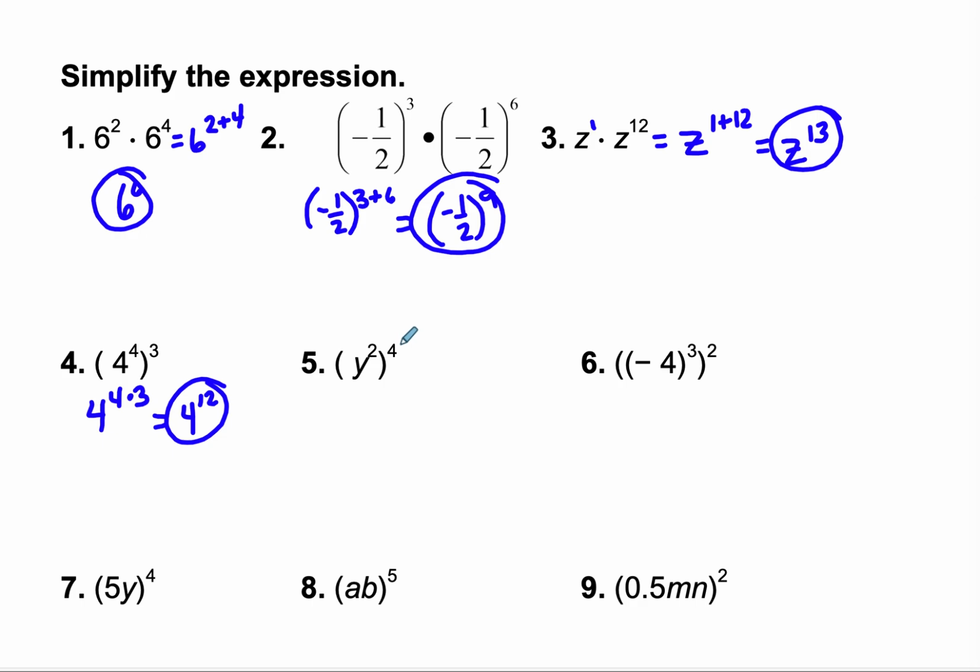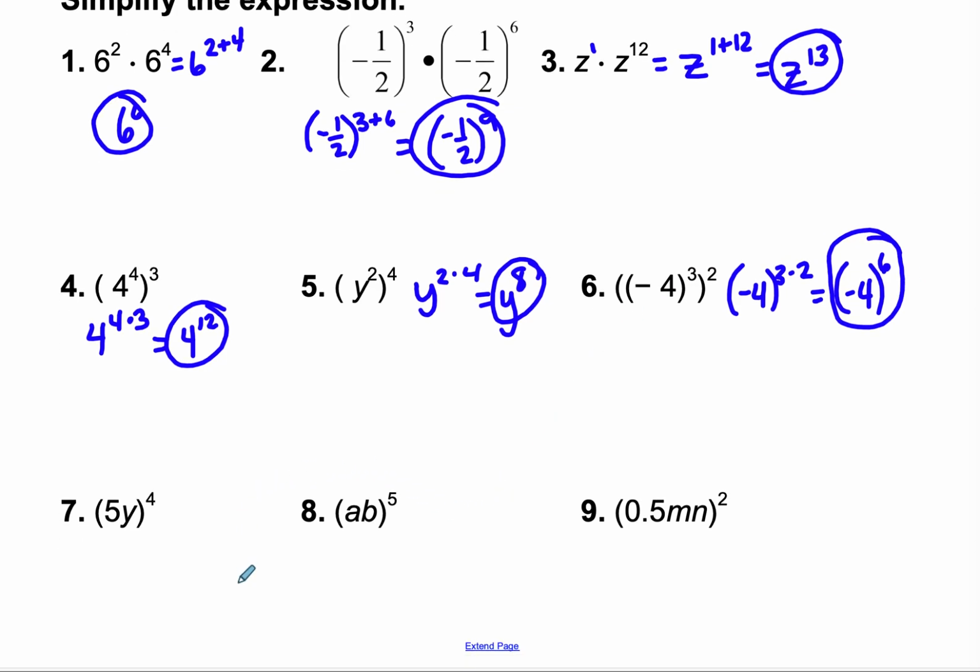All right, y squared to the 4th power. Okay, so we have y, and then we're doing 2 times 4, and that's going to be y to the 8th power. All right, and then I have negative 4 to the 3rd power, and then squared, so negative 4, and then I'm doing 3 times 2. It's going to give me negative 4 to the 6th power.